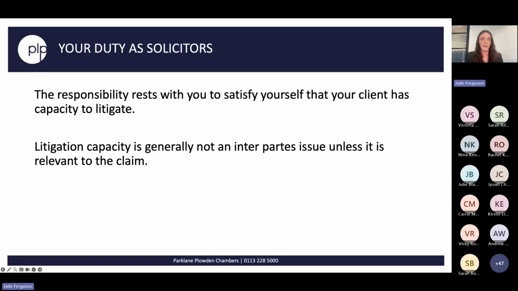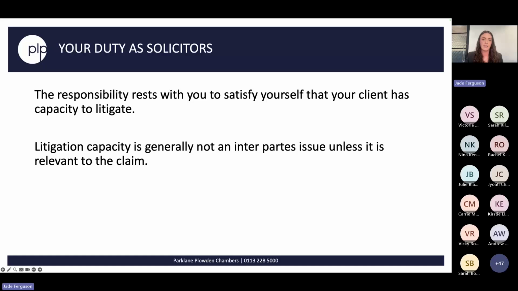So if you have a reasonable doubt about your client's capacity, you are under a professional duty to investigate that issue. And that means taking steps yourself to inquire, or maybe that's seeking medical evidence or obtaining a specialist assessment, or it could be speaking to family members and going to speak to the claimant in person yourself.